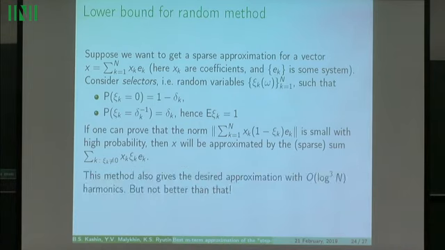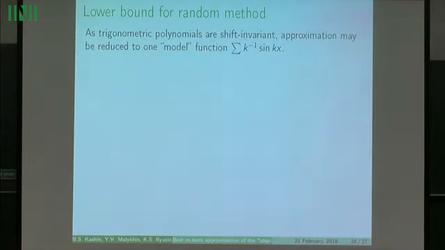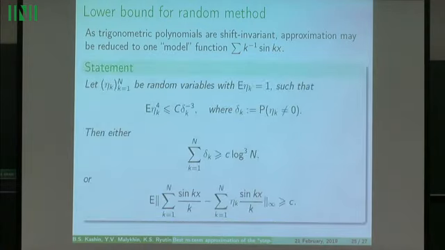So here is the result. It can be shown, it's an exercise in applying deviation inequalities such as Bernstein inequality, that this method produces the desired approximation with the number of harmonics about third power of log in our situation, but not better than that. So that's the last part of the talk. As trigonometric polynomials are shift invariant, in our problem we can only consider one model function. It was written before. And here is the statement.